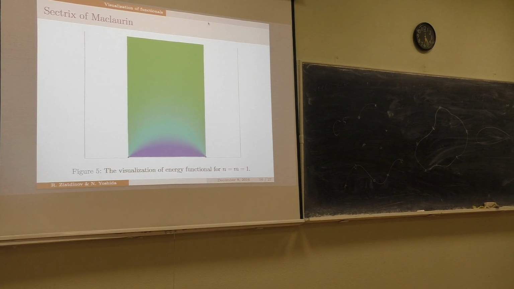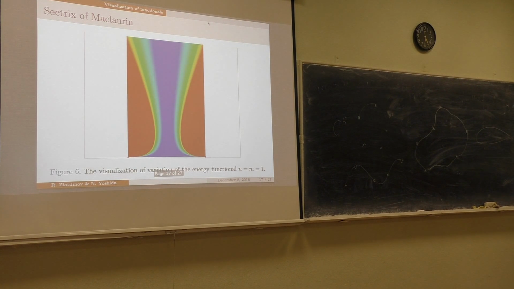Finally, I would like to show you the visualizations we made with my Japanese friend. This is the sectrix of Maclaurin, where the shape parameters are equal to 1. High values of functionals are shown with warm colors, and small values are shown with cool colors, like blue. This is the visualization of the variation of the energy functional. The picture is a little bit interesting. So what do we have here?